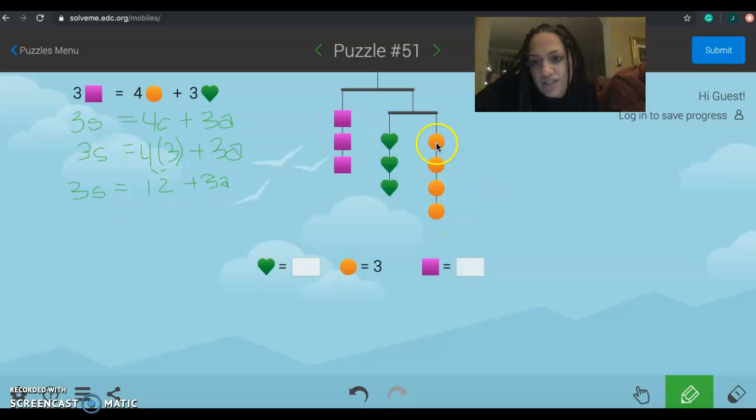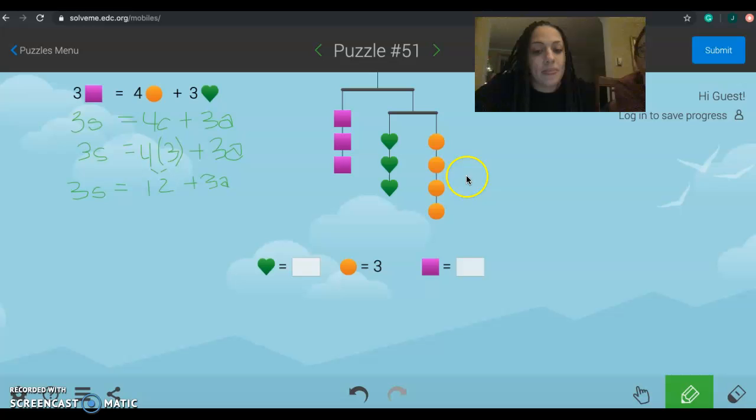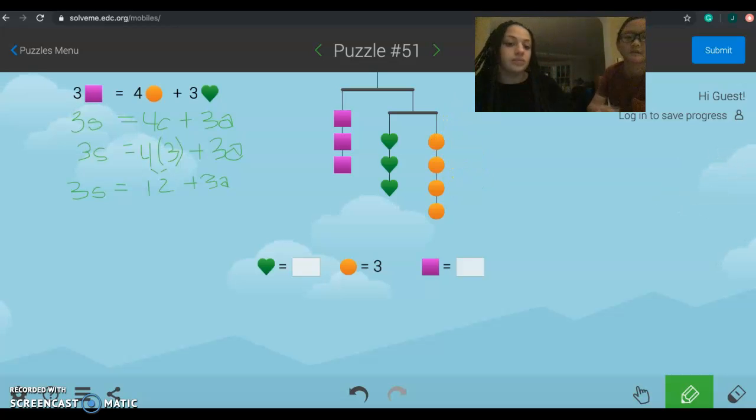So let's find out something else. So we know that this is all circles. So what do you think the value of all of this is going to be? 12. Yeah. Can you show me your work? For the circles. Yeah.